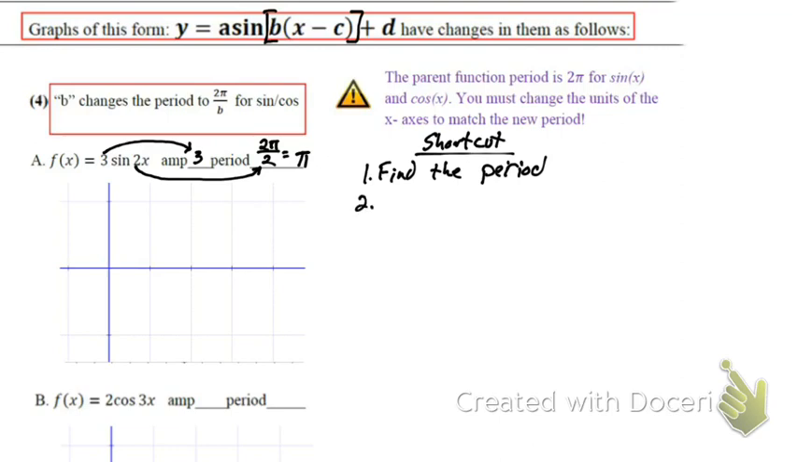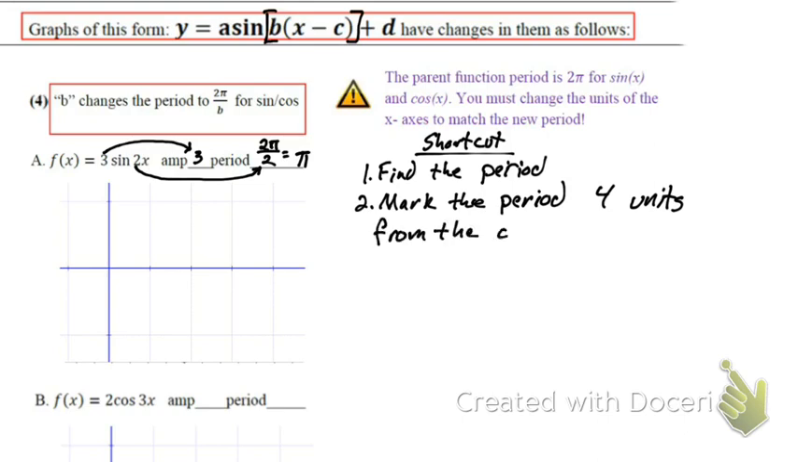Step 2, mark what you found 4 ticks away from the origin. So you are going to mark that period basically 4 units from the origin. Mark the period 4 units from the origin.